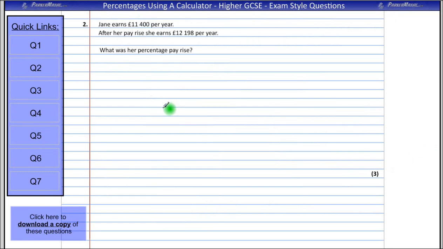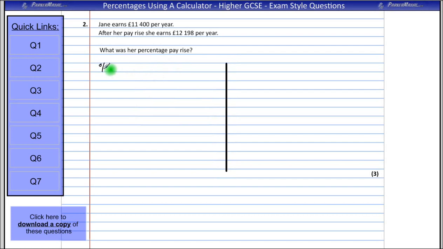Question 2. Jane earns £11,400 per year. After her pay rise, she earns £12,198 per year. What was her percentage pay rise? I'm going to show you two different ways of answering this question. One way is the standard way, which involves memorising a formula, and the other way is by using a bit of understanding to answer the question in a different way.